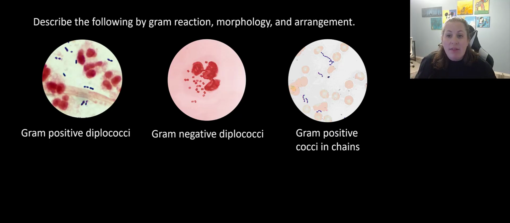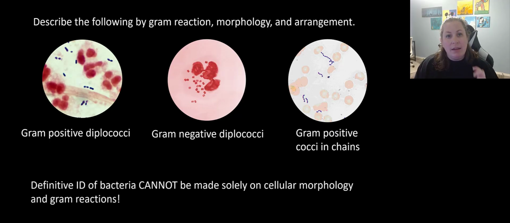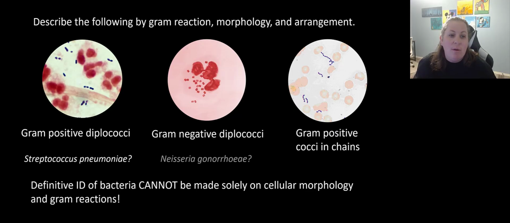Now, this is not the definitive ID of a bacteria. We cannot completely say, yep, that's exactly what that bacteria is just by looking at its shape, which is the morphology, and its gram reaction. We would need to do further tests in order to know the exact type of bacteria that is present. And we're going to be talking about these tests that help us identify bacteria a little later on in the course. So this is why we can't necessarily say that this is Streptococcus pneumoniae. We might think this might be Neisseria gonorrhea. We're not really sure. This could also be Enterococcus. We would have to do more tests in order to find out.